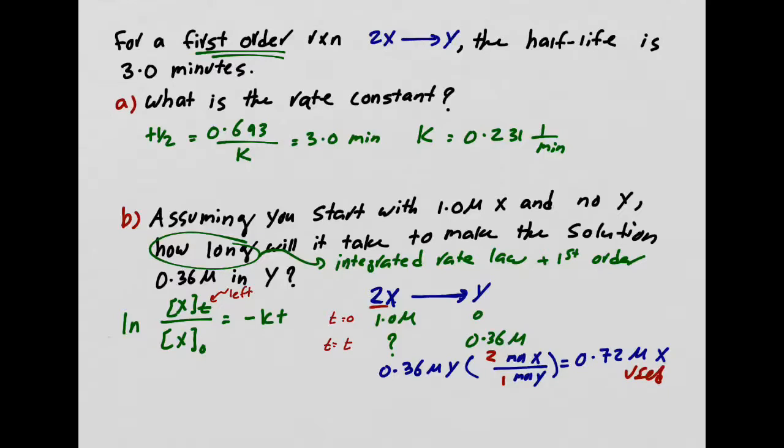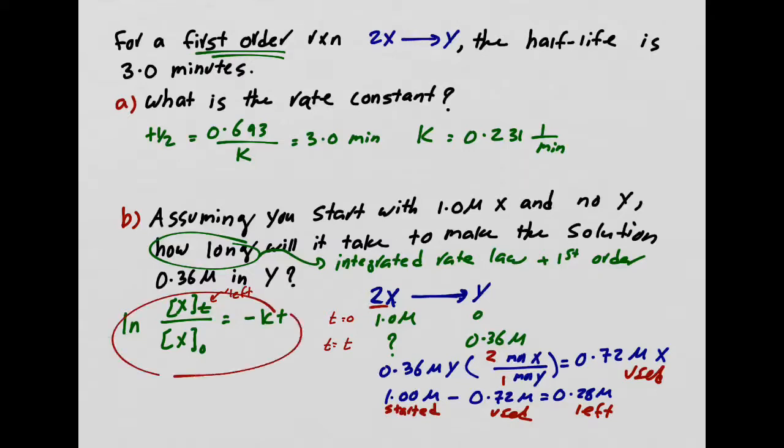Well, that's not bad. All I have to do is subtract how much I started, which is 1.00 molar, minus how much I used, which is 0.72 molar, and what I get is 0.28 molar that would be left. You guys follow that? So this is how much I started, this is how much I used, and then what you end up getting is how much you have left. Okay, not bad. Now I have every single piece of information to plug in here. Now let me go here so I can write it neatly.